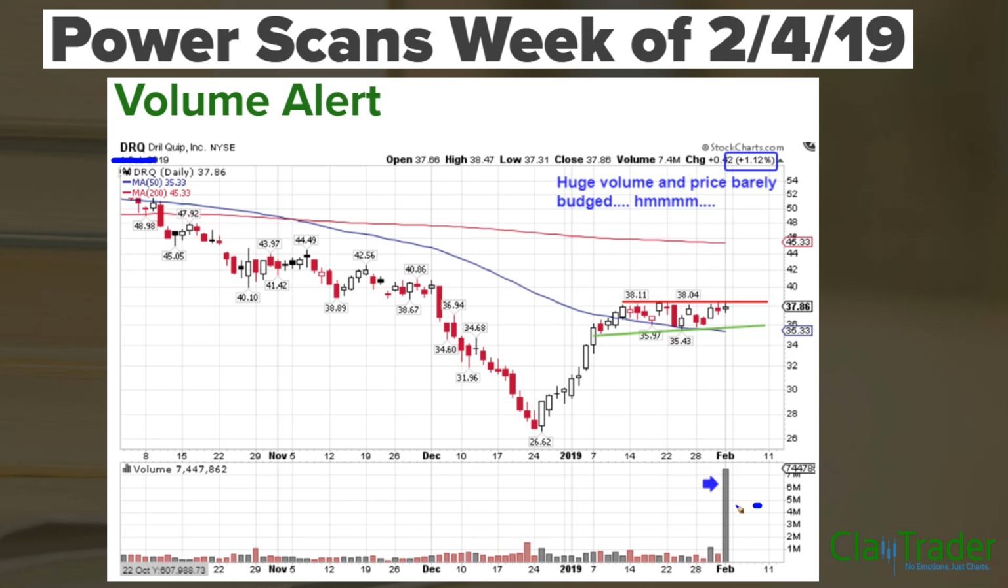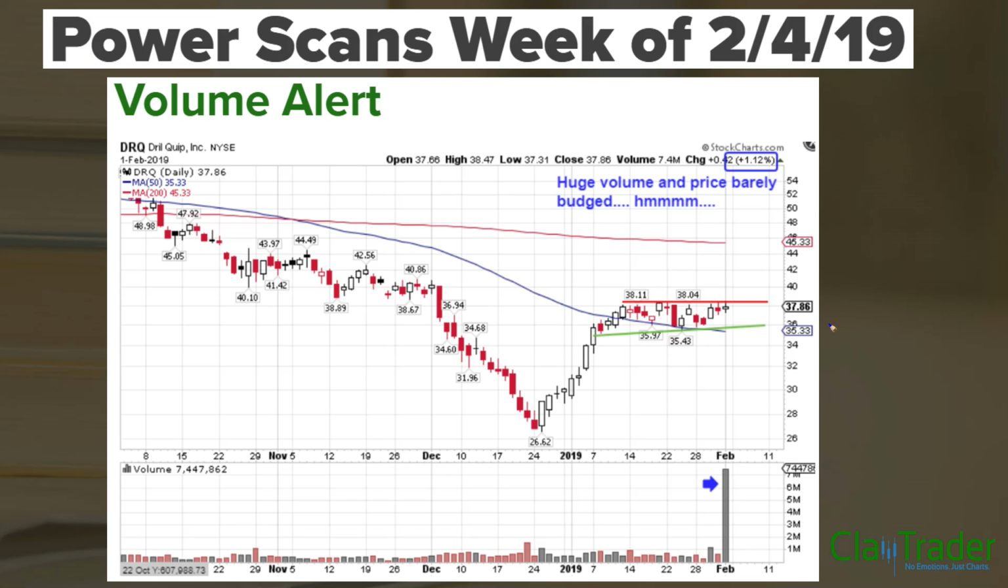And as I pointed out here, absolutely huge volume, and then like nothing happened. I guess a little bit happened, but as I noted up there, huge volume and the price barely budged. I like these types of setups, because they make you go, hmm, worth at least watching. So let's see how this one played out.